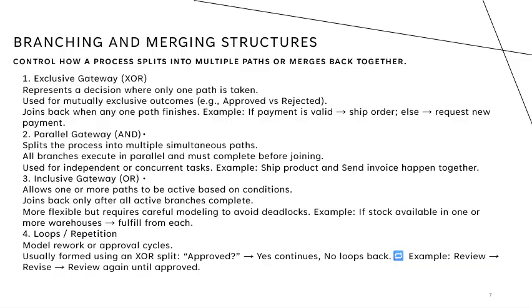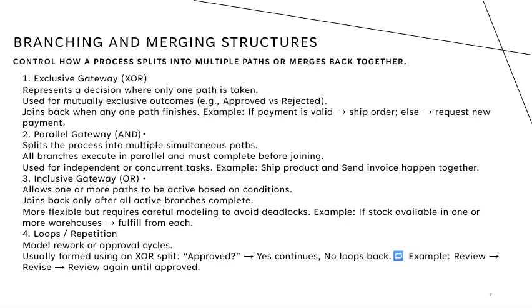The next part is branching and merging structures. In a business process model, branching and merging define how the process flow behaves when it needs to make decisions or run multiple paths. The exclusive gateway, or XOR, is the simplest. It represents a decision where only one path can continue. It's like if or else in programming. Once one path completes, the process continues.